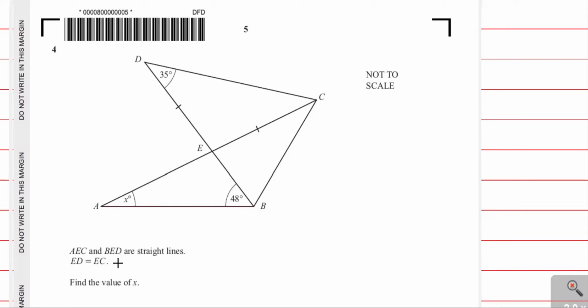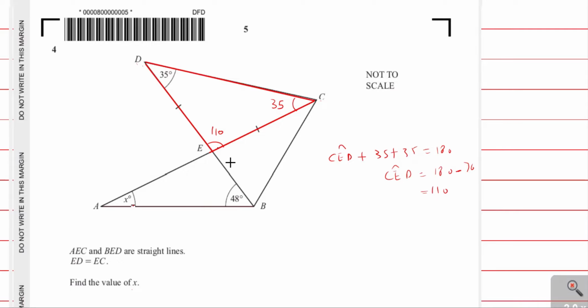Question 4. AEC and BED are straight lines. ED equals EC. Find the value of x. This is triangle CDE, and this triangle is an isosceles triangle, and therefore the base angles at D and C are the same. This is 35. Angle CED plus 70 equals 180, and this angle CED will be equal to 180 minus 70, and this is 110 degrees.